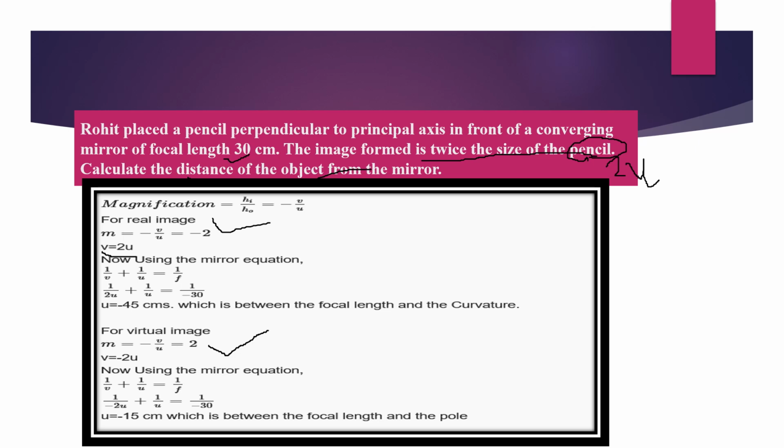What is your 1 by v? Your image is nothing but 2u. So I'm going to apply it here. So 1 by 2u plus 1 by u is equal to 1 by minus 30. You know how to simplify this, right? Just an LCM. So 1 by 2u, you already have 2u. So here, what will be the LCM? You have to multiply this side with 2 because here you have only 2u. So it will be like 2 into u and 2u. So that is equal to 1 by minus 30.